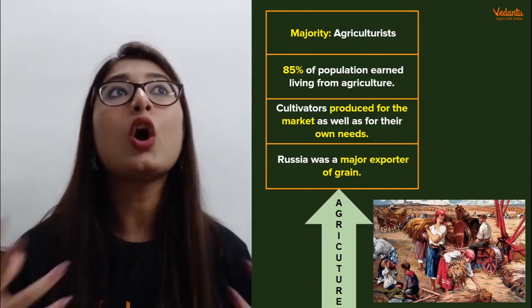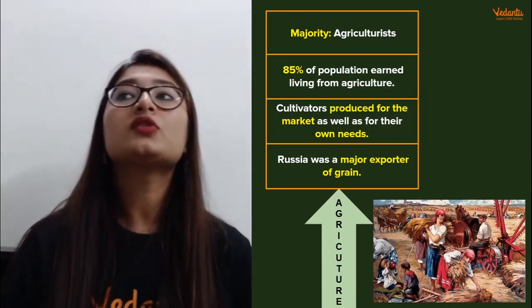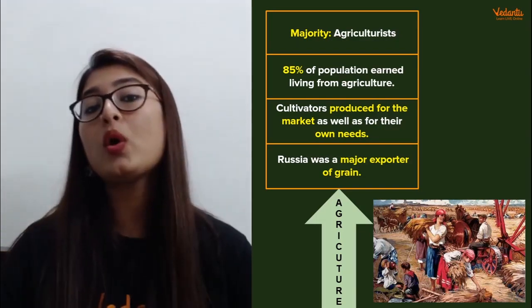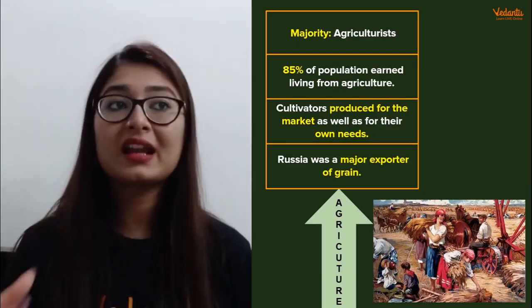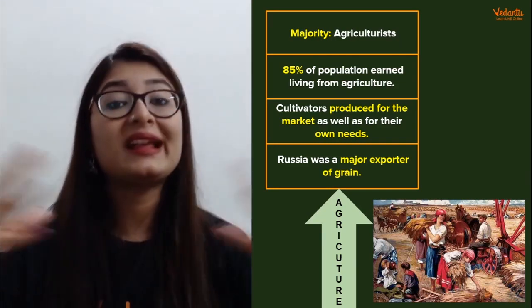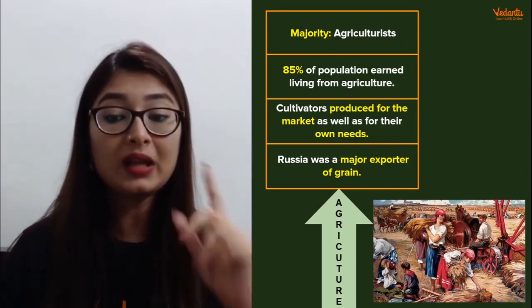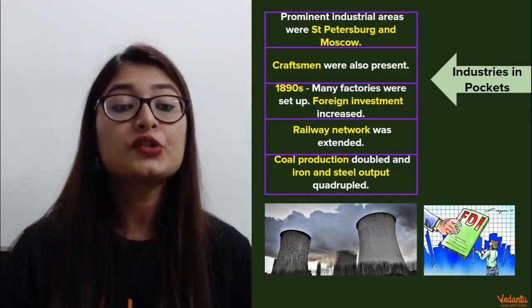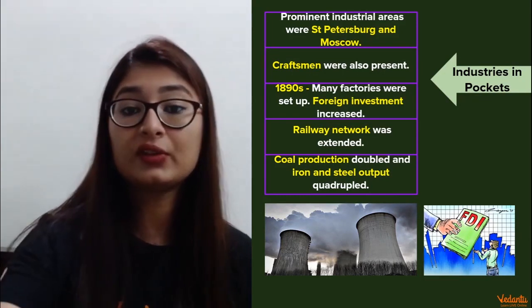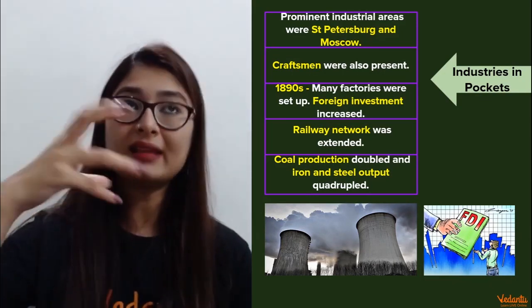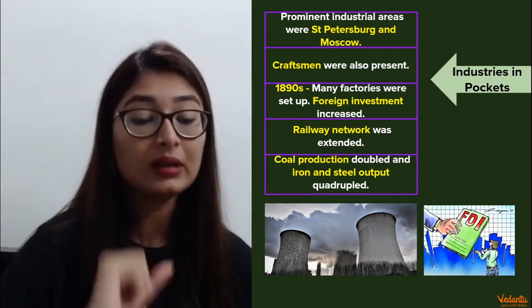Now, what kind of production did they used to do? So they used to do both kinds of production. It was not just for their own consumption, but the peasants were also producing for the market, for export. In fact, Russia turned out to be a major exporter of grains eventually. Okay. So this is the difference between the rest of Europe and Russia, and how we see the kind of trade they were doing with other people.